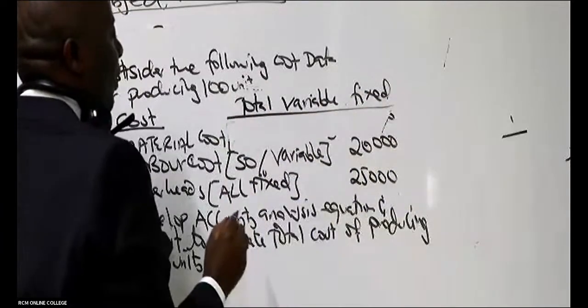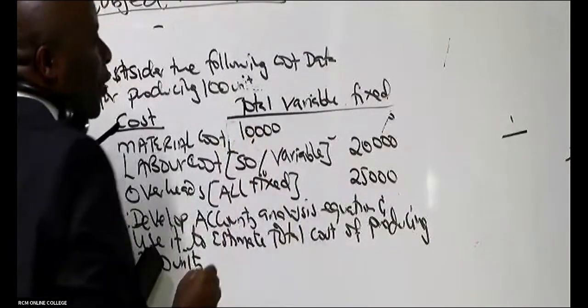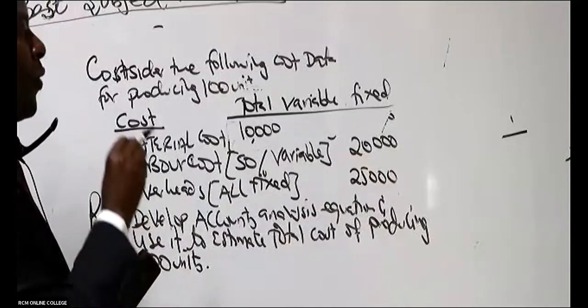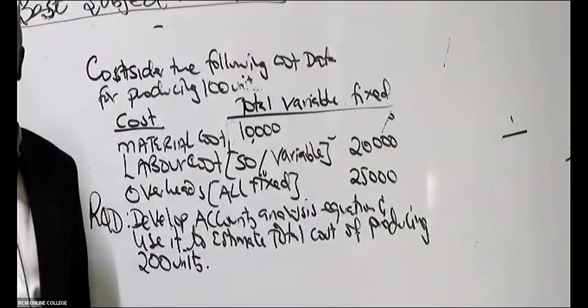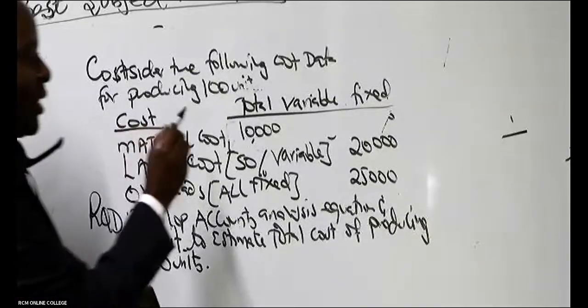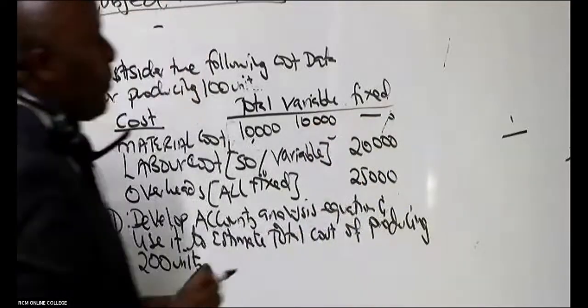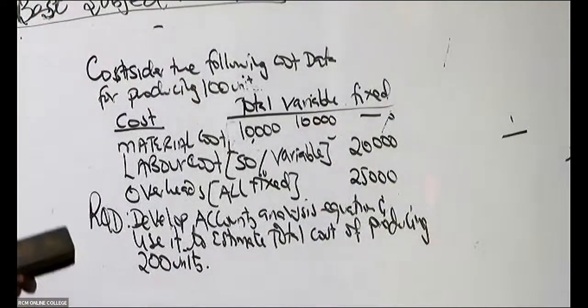For material cost, they have told me the total is 10,000. And all of these 10,000 falls in which account? Variable. So the entire 10,000 will be written under variable. Nothing fixed there.